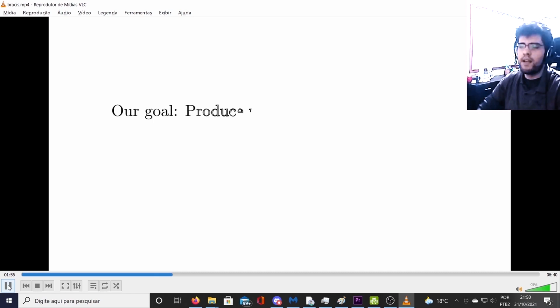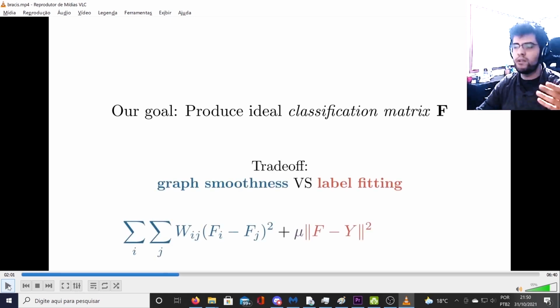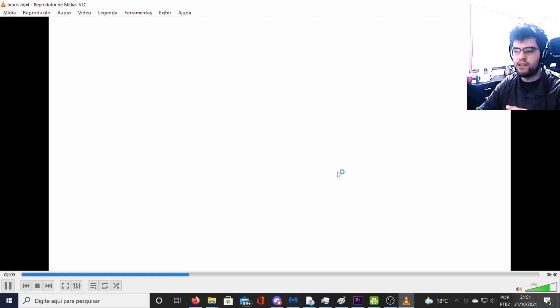So what is our goal? Our goal is to produce an ideal classification matrix F, and we want it to satisfy a trade-off, minimize some cost that involves graph smoothness. It must be smooth with respect to the graph, as in local differences, and also fit the initial labels. Okay? So we use this parameter mu as sort of the trade-off here.